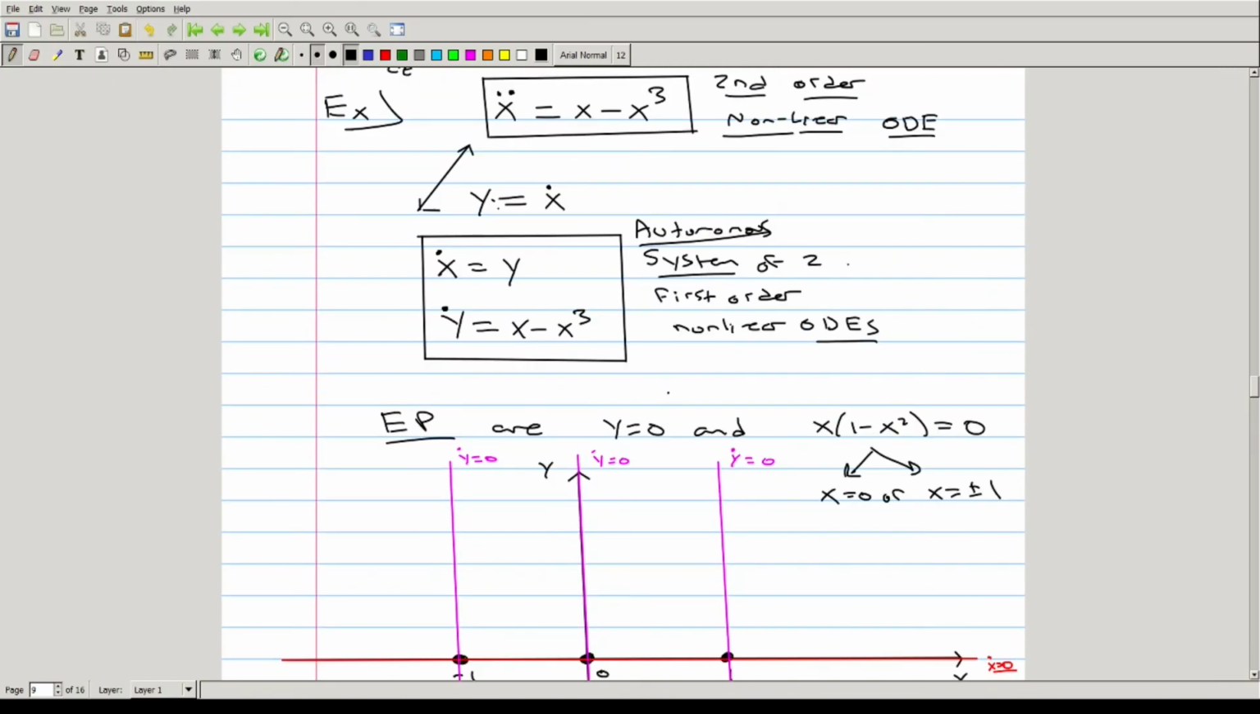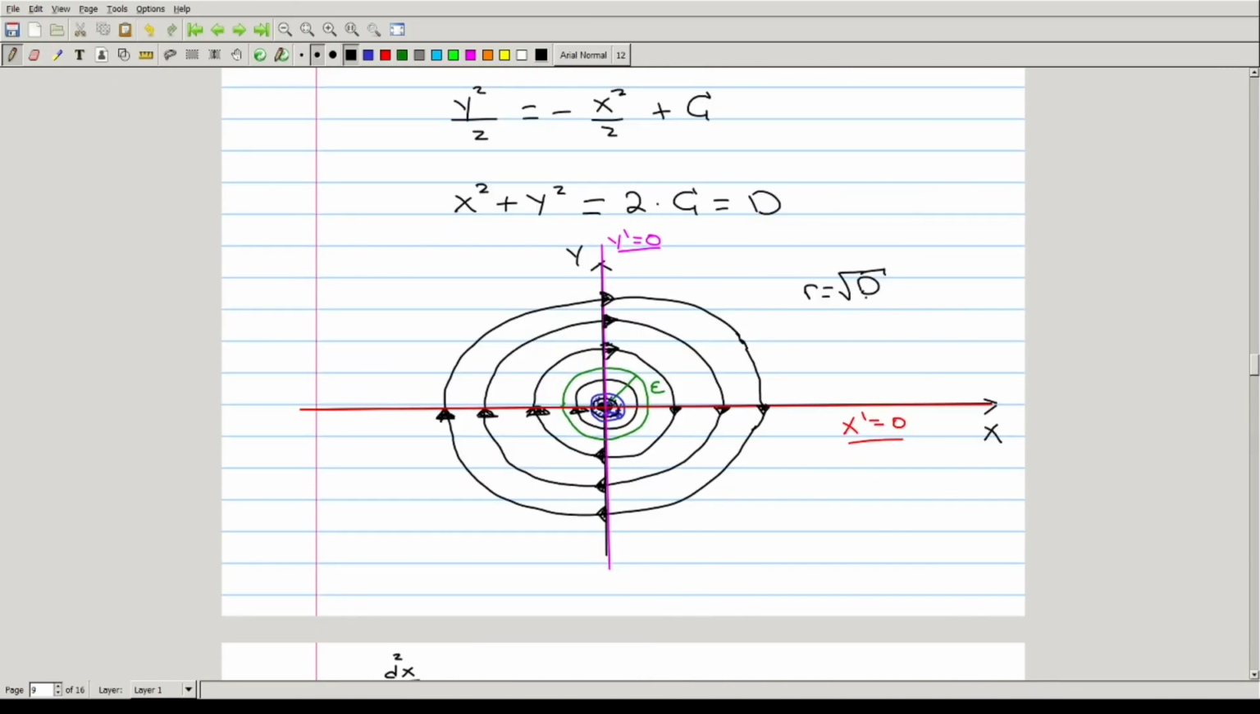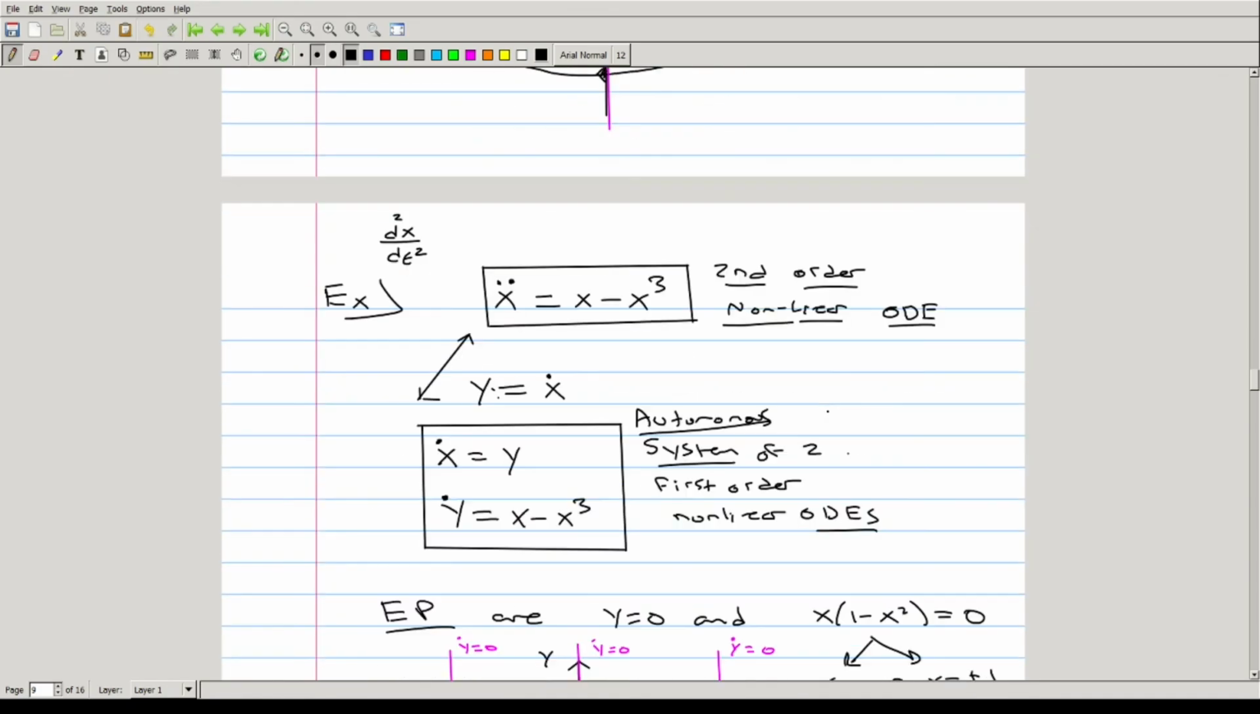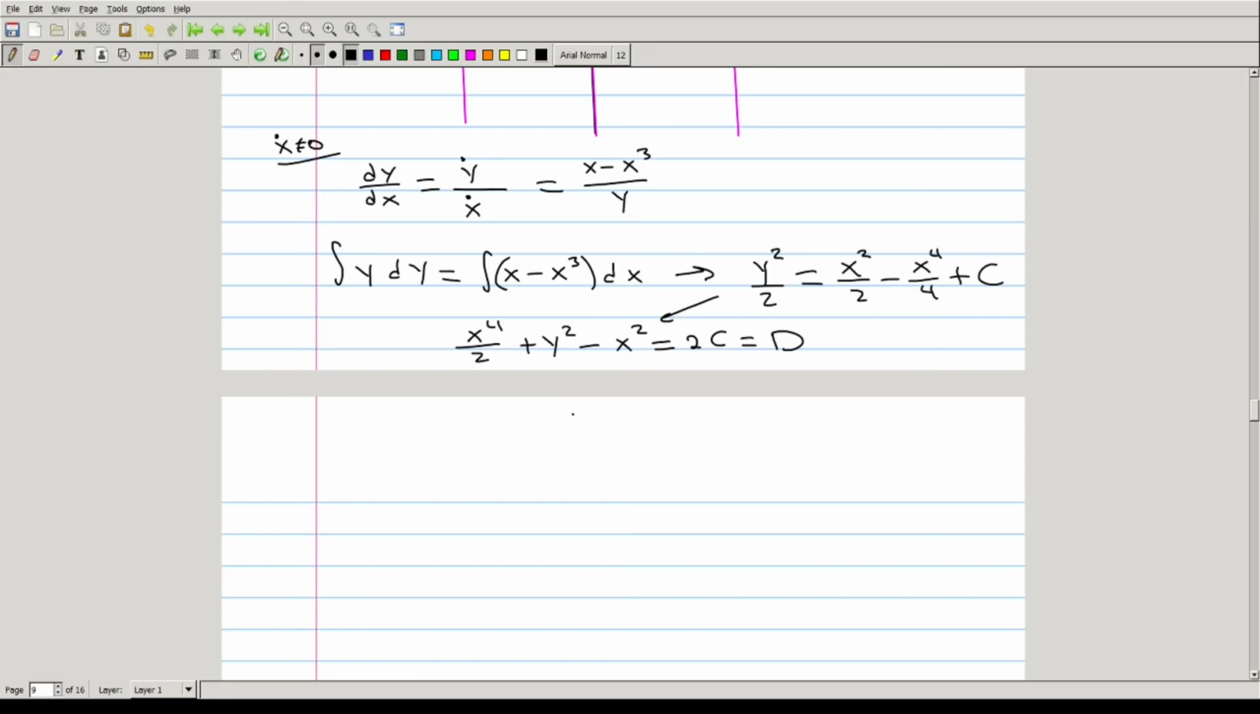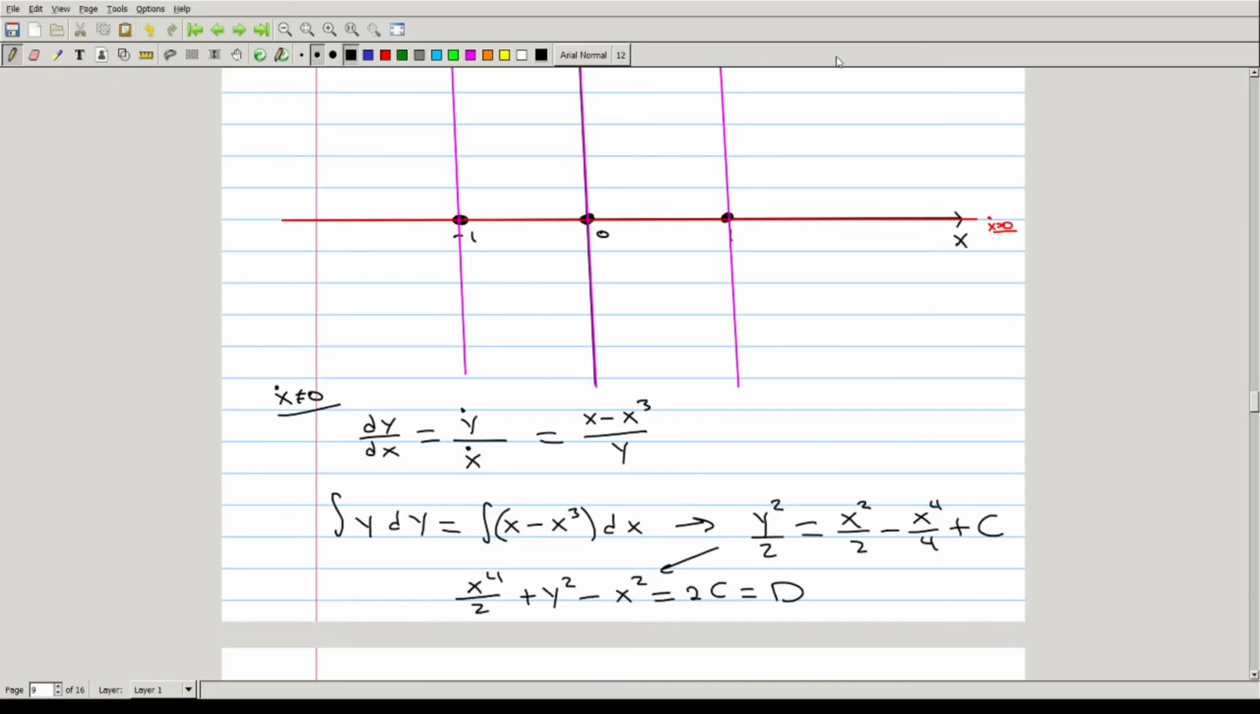So for the circle problem, the only valid value of d was positive or 0, 0 being the critical point or the equilibrium point, and then positive values of d being circles around the origin. However, for this example, negative values of d and positive values of d give us a solution. So the idea is that we have to be very, very careful here when we're plotting out the level curve of this function. So let's take a look at this in Desmos and try and get the desired result.